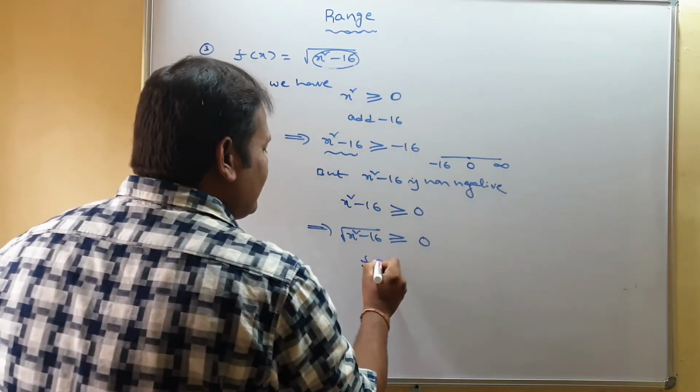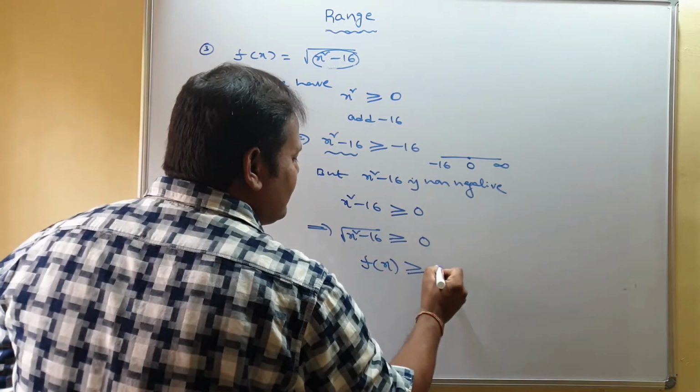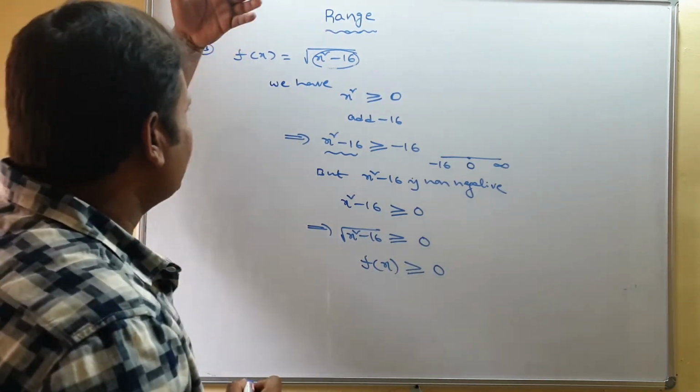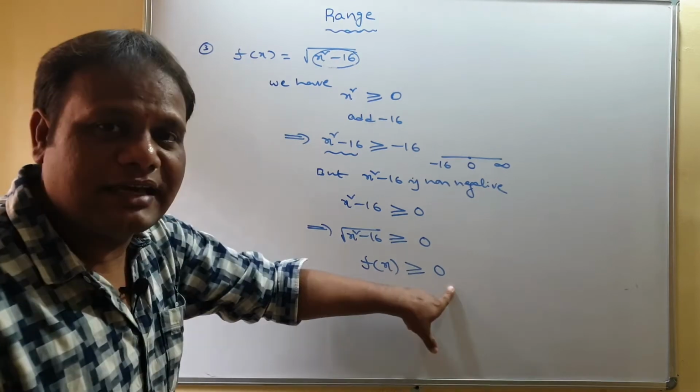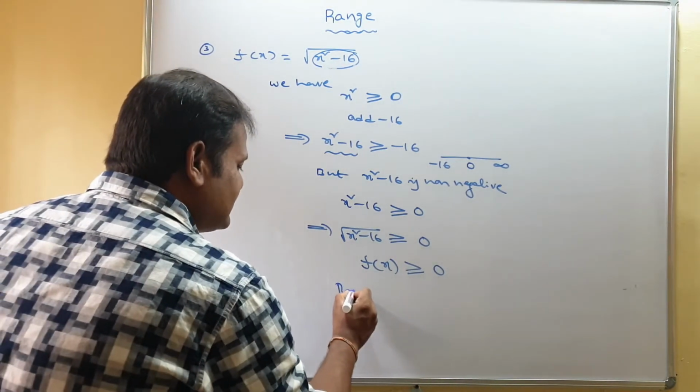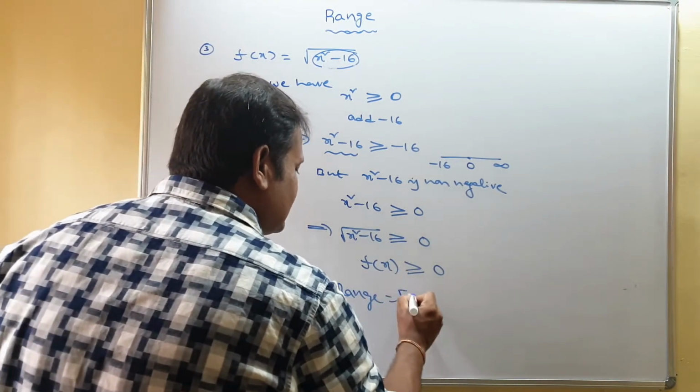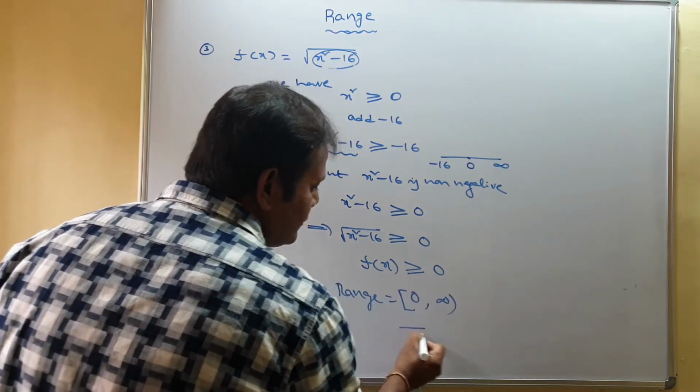So the function f of x is always greater than or equal to 0. So all the values of f of x are greater than or equal to 0. That is the reason the range of this function is the closed interval 0 to infinity.